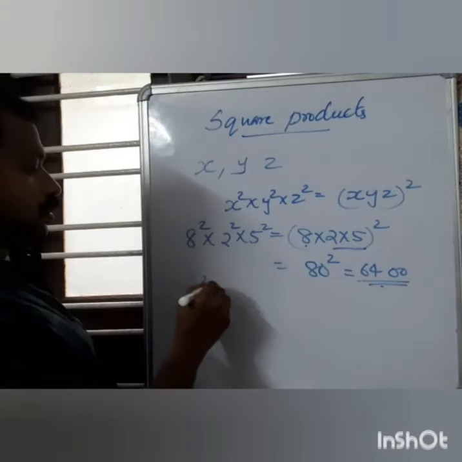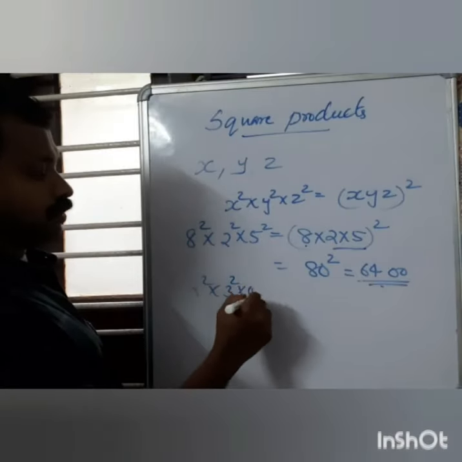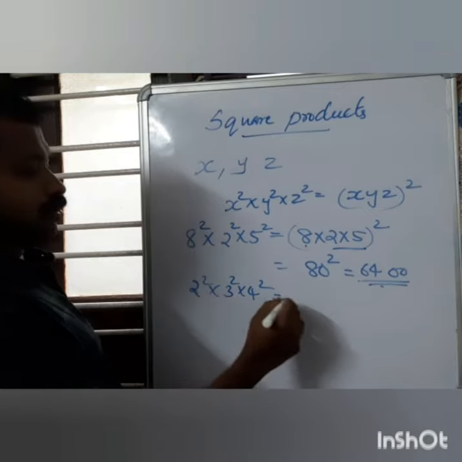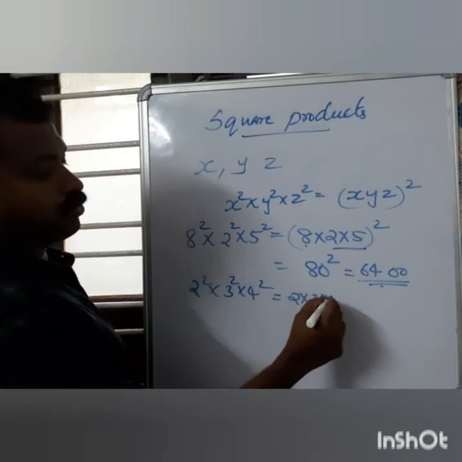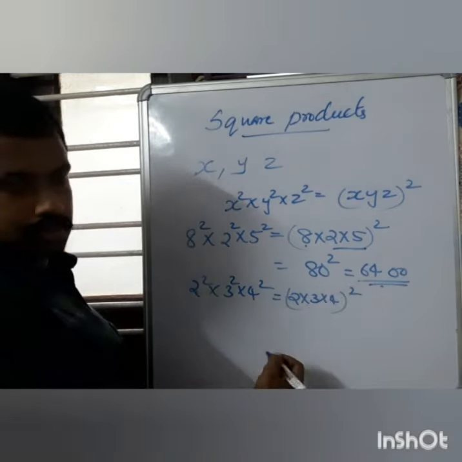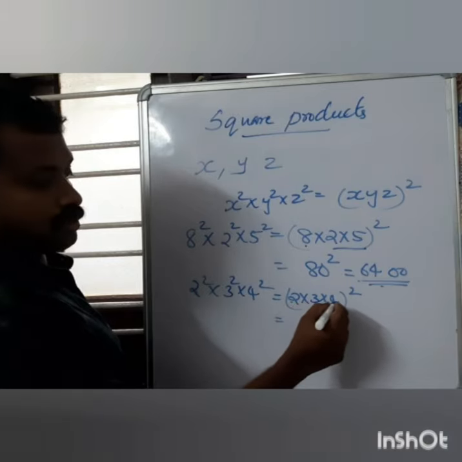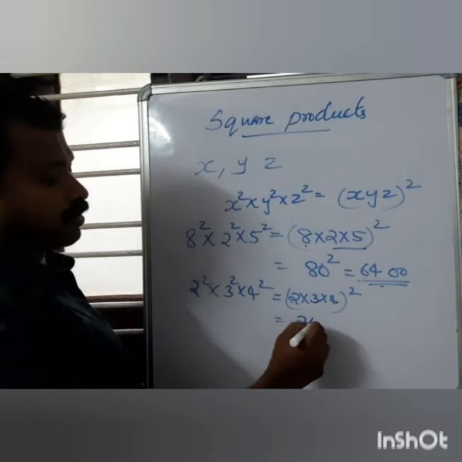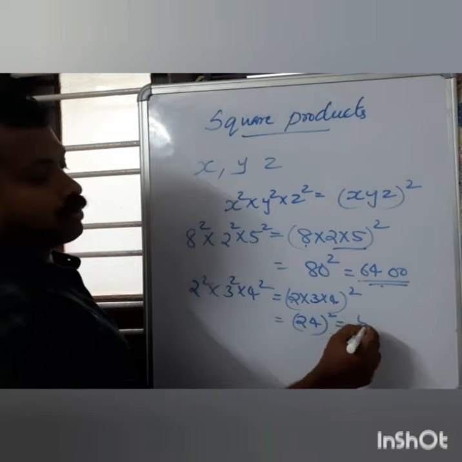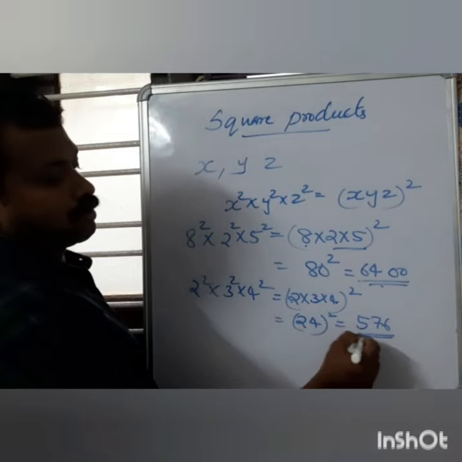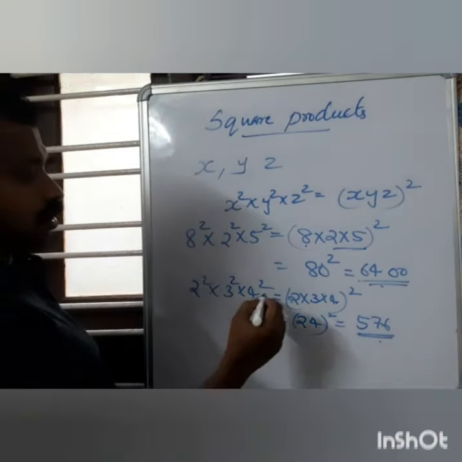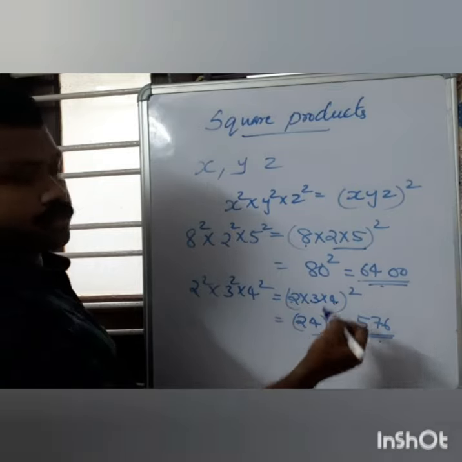So 8 square into 2 square into 5 square is 6,400. 2 square into 3 square into 4 square, you can write as 2 into 3 into 4 whole square. So 2 into 3 is 6. 6 into 4 is 24. 24 square is 576. So just multiply the numbers, then take the square.